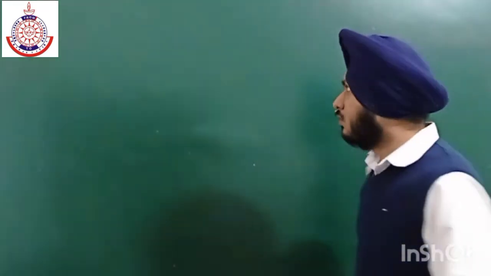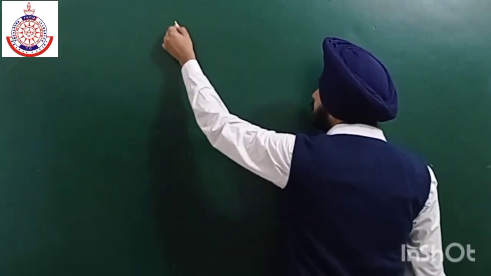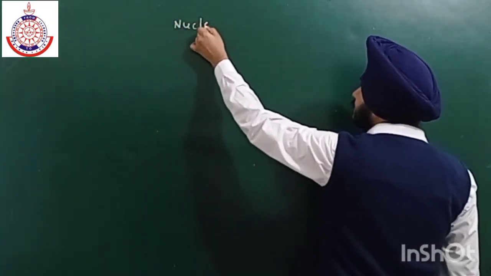Good morning, everyone. So today we are going to discuss the two types of nucleophilic substitution reaction. Actually, there are many types of substitution reaction, that is SN1, SN2, SNi, SNGP. But for this chapter we have to discuss only two types of nucleophilic substitution reaction, that is SN1 and SN2.